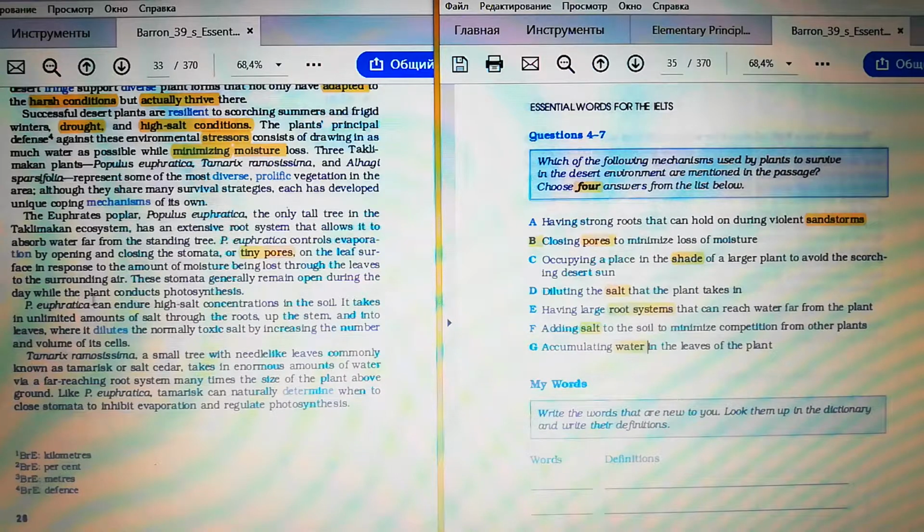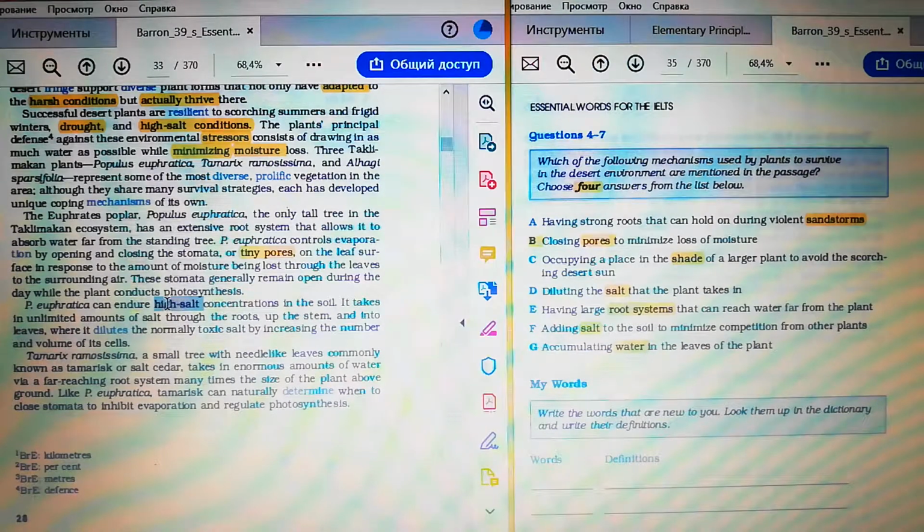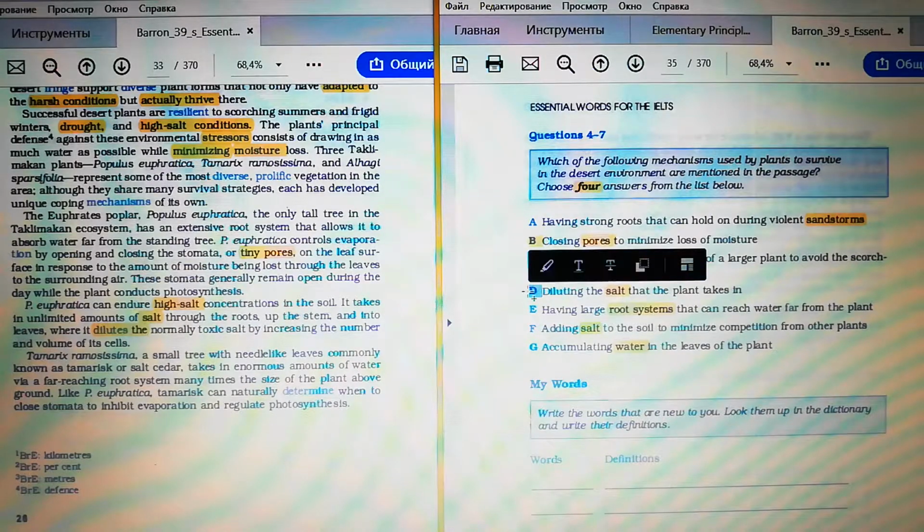We go below it, we scan it quickly, and here we have some information about high salt in the soil. It takes in salt through the roots. As you can see here, Euphratica can endure high salt concentrations in the soil. It takes in unlimited amounts of salt through the roots up to the stem and into leaves, where it dilutes the normally toxic salt by increasing the number and the volume of its cells. So definitely diluting the salt that the plant takes in. This is our answer to this question.